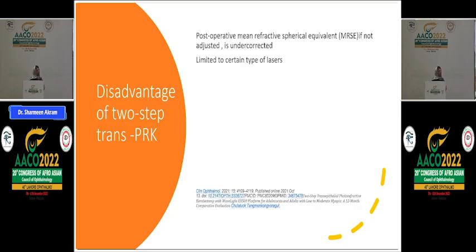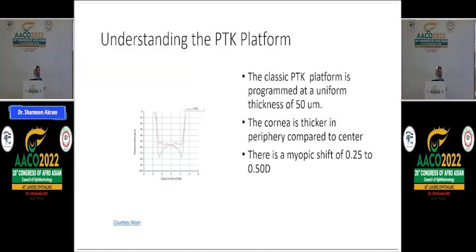Now, the disadvantage of the two-step trans-PRK was that there was an undercorrection. The two-step was less costly than the single step, but there was an undercorrection. There was a myopic shift, and if that is not corrected, then your patient will end up with a 0.5 or a 0.75 myopic shift. So how was that happening? For that, we have to understand the PTK platform. We are using the PTK platform to remove the epithelium.